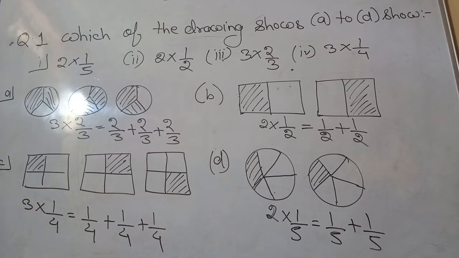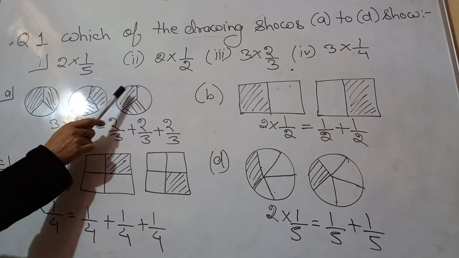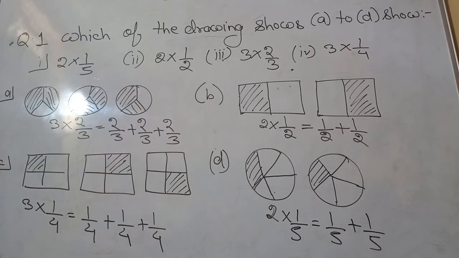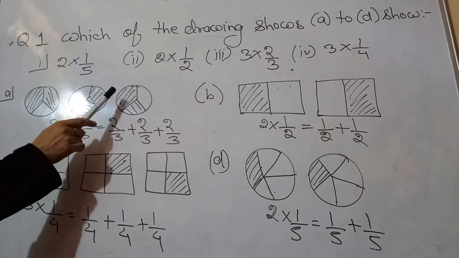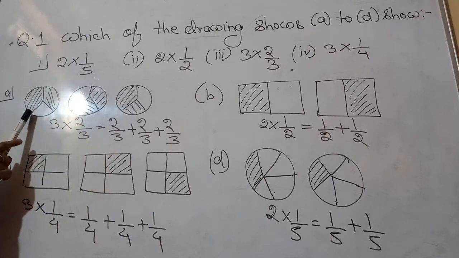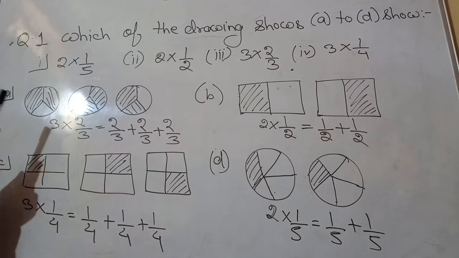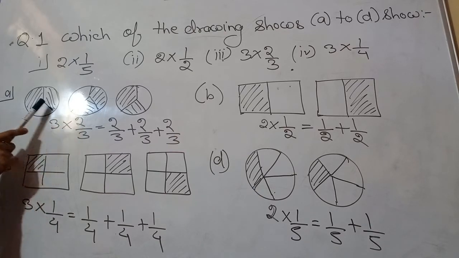After getting that, you have to check how many parts each figure has. See, the first figure has 1, 2, 3 parts. The second figure also has 1, 2, 3 parts. And the third figure also has 1, 2, 3 parts. And out of the 3 parts, how many parts are shaded? So 2 parts are shaded here, 2 parts are shaded here, and 2 parts are shaded here. So there are total 3 drawings, and in each, 2 out of 3 parts are shaded.